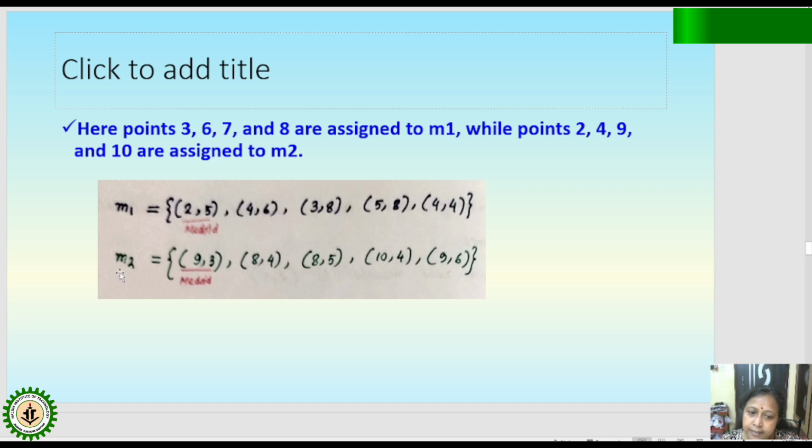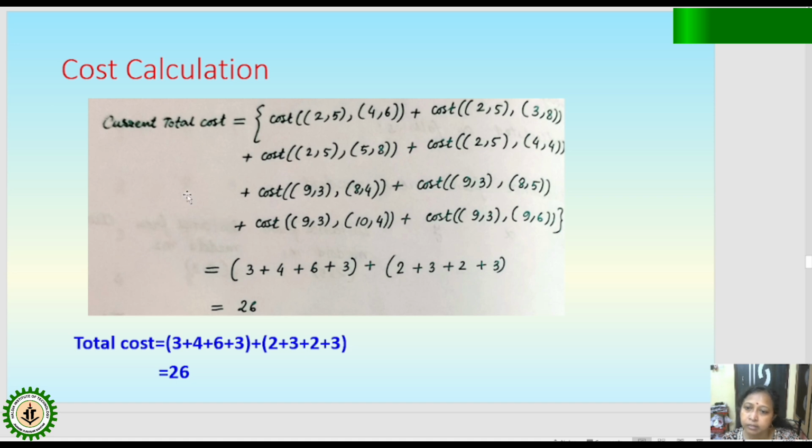Similarly, in the second cluster 9, 3 is the medoid. Here similarly you have to find out the cost. The medoid 9, 3 distance will be calculated from the data point 8, 4. Again you have to calculate the medoid 9, 3's distance with the data point 8, 5 and so on. So after calculating the cost, we found that the total cost has increased now.